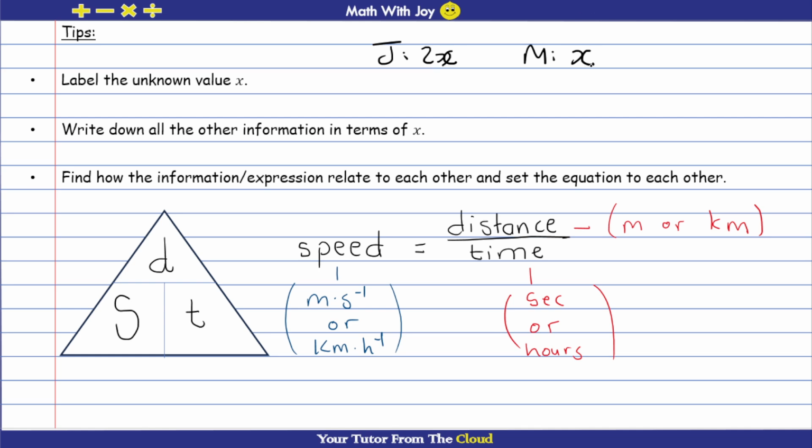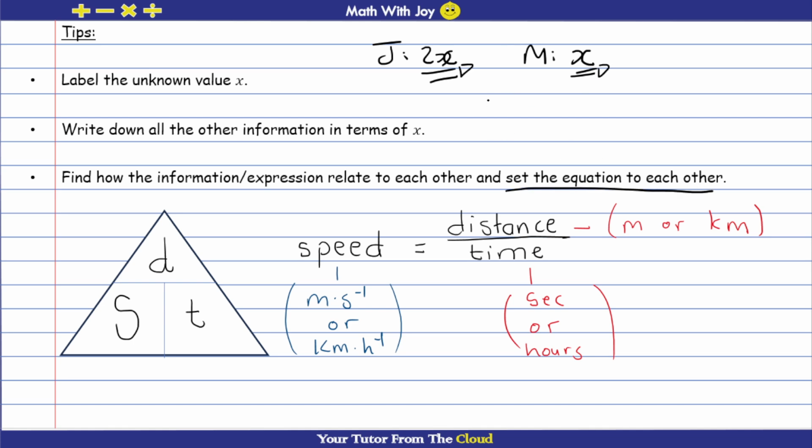So that's what we mean. You have to make the unknown X, and then you want to write the other information in terms of X. Then you want to somehow find the rest of the information that will relate the two pieces of information that you have here to build an equation.